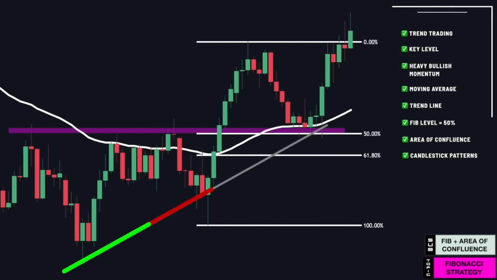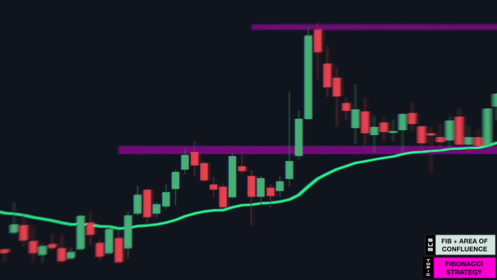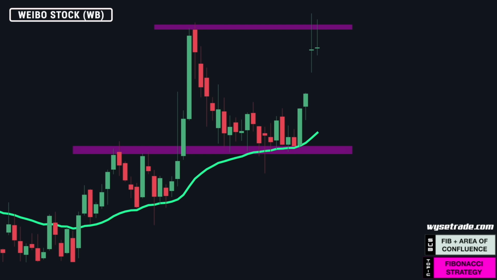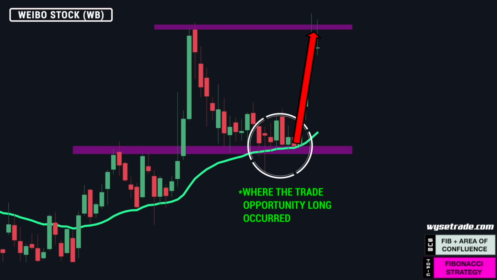So, let's show this again. So, this is the Weibo stock. Many of our members took this exact trade because of how picture perfect it was. This here is where the trade opportunity long occurred. So let's break it down.